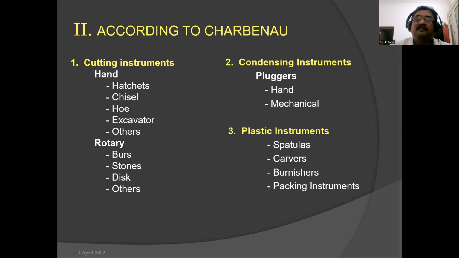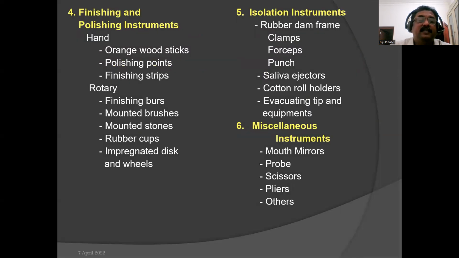Coming to the condensing instruments, you have the pluggers. They can be hand or mechanical. Then in the plastic instruments, you have the spatula, carvers, burnishers, and packing instruments. Now coming to finishing and polishing instruments. Under the hand, you have the orange wood sticks, polishing points, finishing strips, and under the rotary, you have the finishing burrs, mounted brushes, mounted stones, rubber cups, impregnated discs, and wheels.